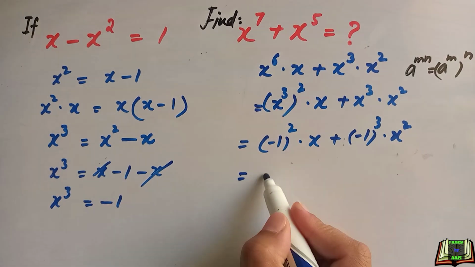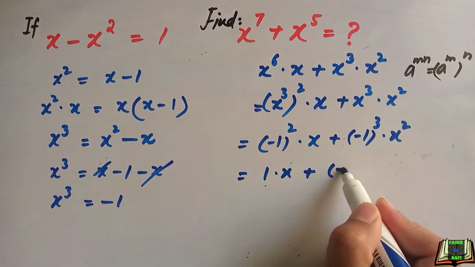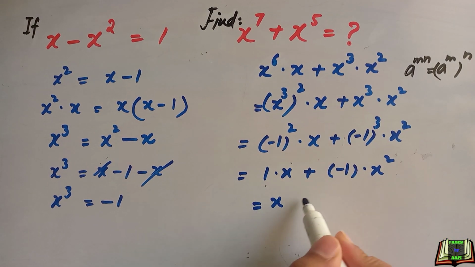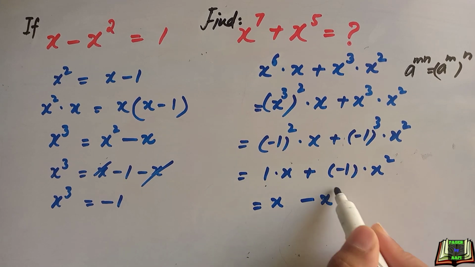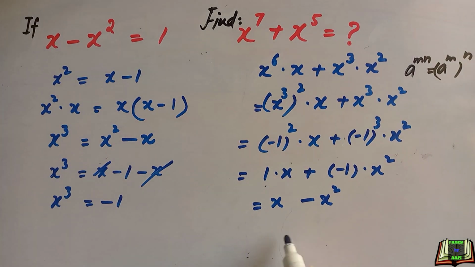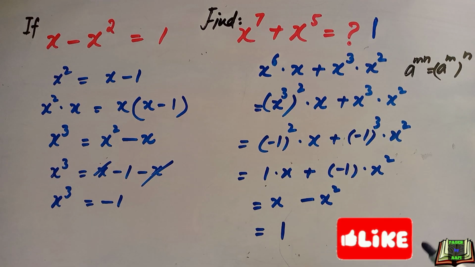Now minus 1 whole squared is equal to 1, times x, plus minus 1 cubed is equal to minus 1, times x squared. This is equal to x plus minus x squared. We know the value of x minus x squared is equal to 1. We are going to put it over here. This is the required solution. x raised to power 7 plus x raised to power 5 is equal to 1.